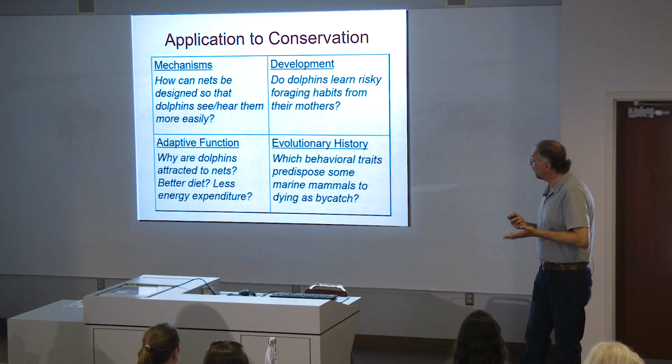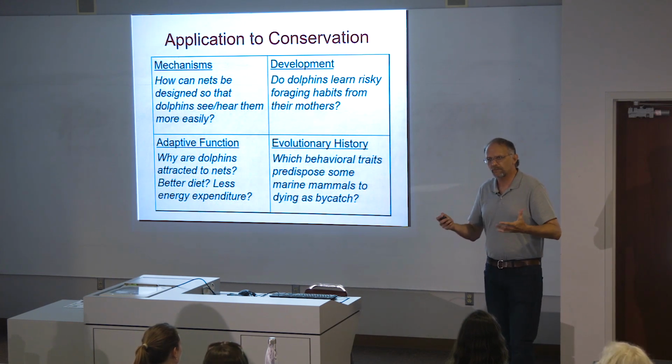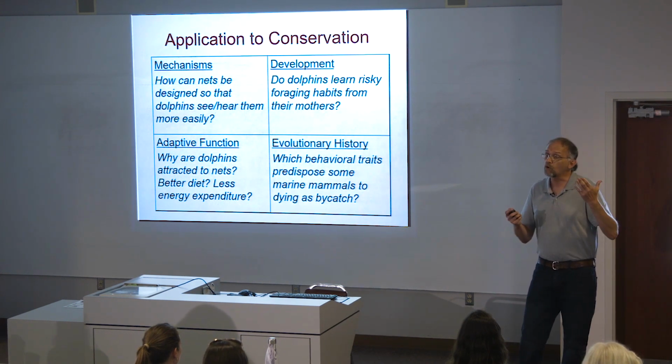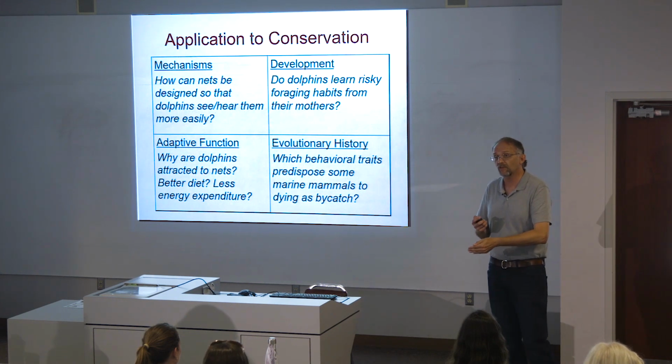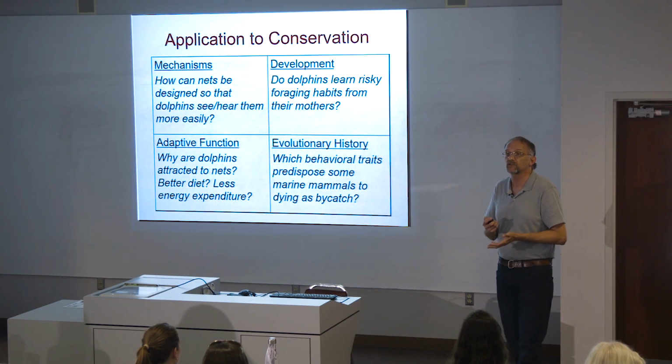And then finally, evolutionary history is not just for dolphins, but for all marine mammals. What predisposes them to being found in bycatch? Is there something about their mating systems, or about their migration patterns, or about their dietary preferences that makes some species more likely to be susceptible to capture and death by bycatch than other species?